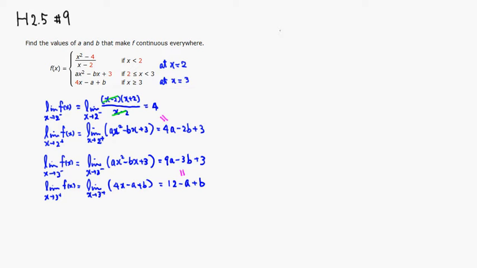We have 4a minus 2b plus 3 must be equal to 4. I'm going to actually just subtract 3 so that we get 4a minus 2b is equal to 1.